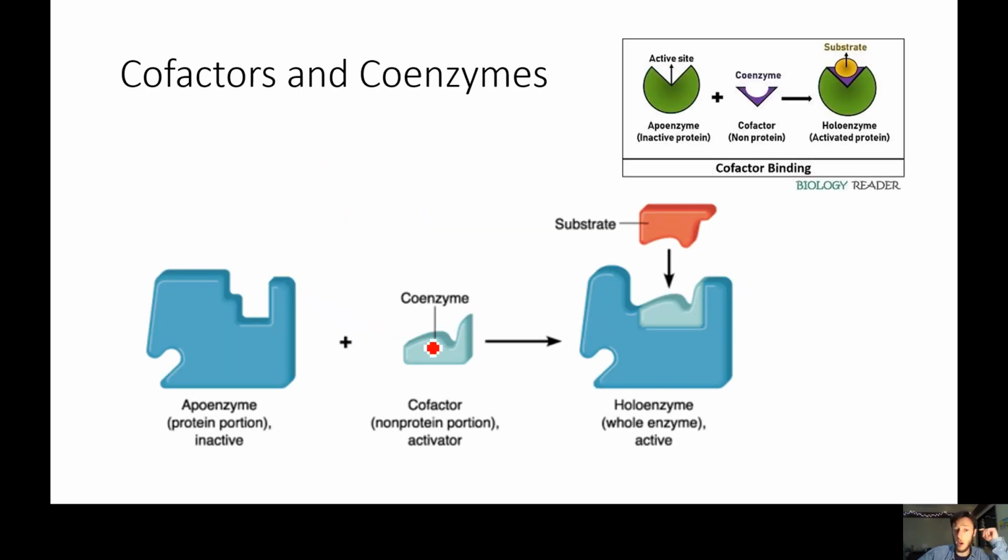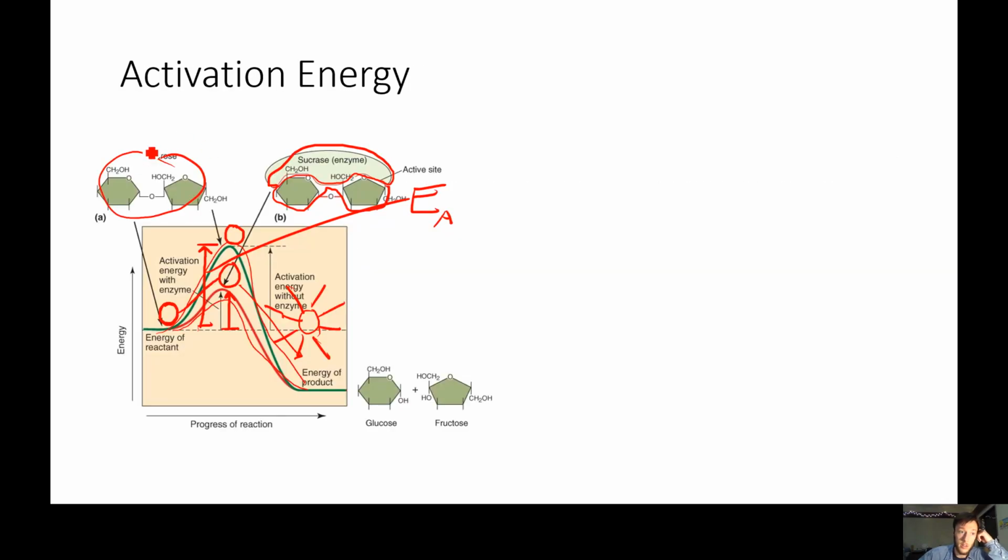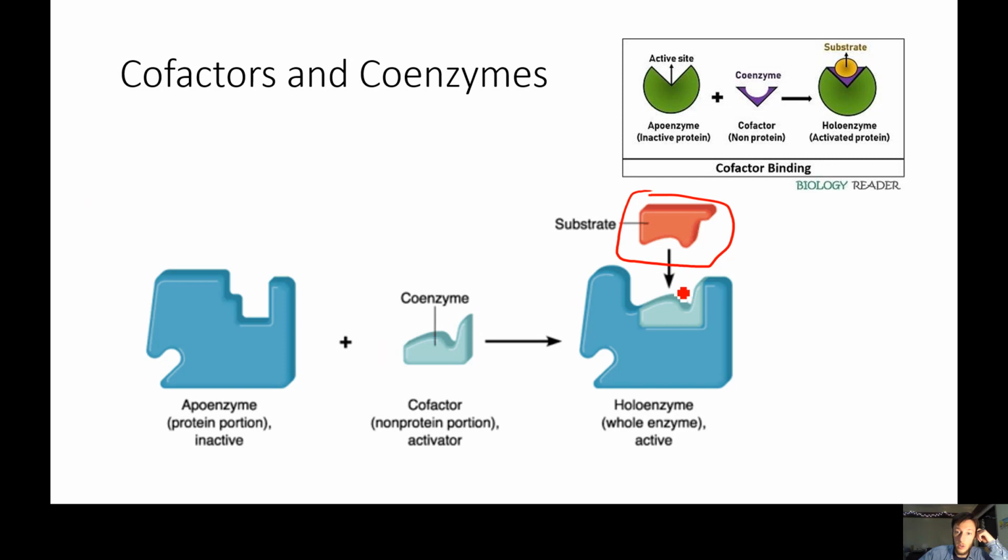And you can see here how they work. This substrate, which would be like our sucrose from earlier, right? This is the substrate, and here is the active site, and this is the enzyme, right? So in order for that substrate to fit into the active site, see how the shape is perfect right here, but over here, there's no way it's going to happen, right?